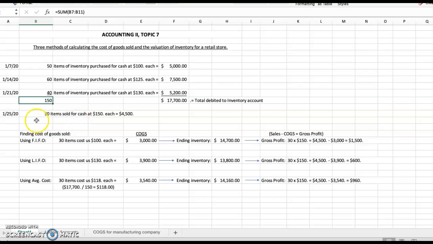Then we made apparently just one sale on the 25th. 30 items were sold for cash at $150. They were marked up to $150 each, and we received $4,500 in cash. So that's the information, and that kind of information will be put into the journal and then the ledger.